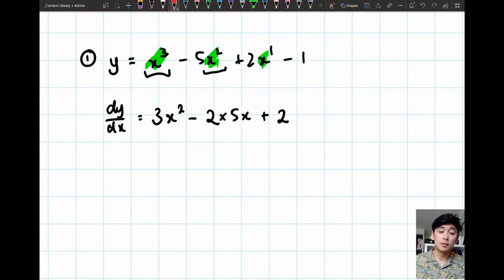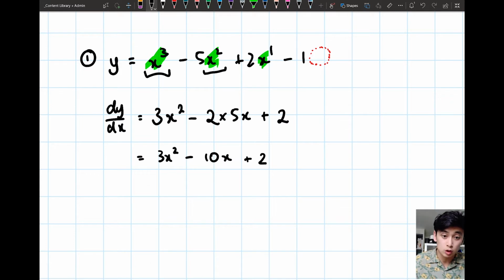Now the final term is a constant term. If you remember with algebra, any term that doesn't have an x or any power of x in it is called our constant term. When we differentiate our constant term, it just disappears because there's no power there. So I simplify this and just get 3x squared minus 10x plus 2. There we go. So we differentiated by bringing down the power and subtracting 1 from the existing power.